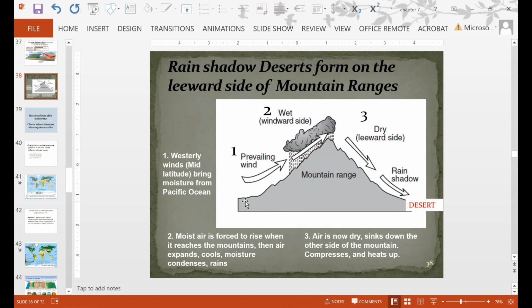Here is another diagram showing you the same thing. The westerly winds go up the mountain, you have rain, and then on the leeward side, the air descends, it compresses and heats up, and you get dry, hot air sinking down, and you get a desert. So this type of desert is called a rain shadow desert.